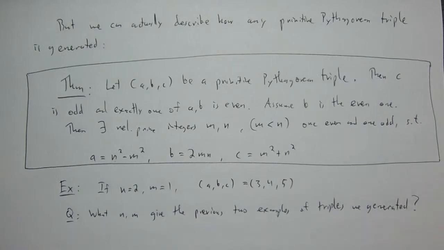A quick example: if N was 2 and M was 1, we get the most famous Pythagorean triple, 3, 4, 5.